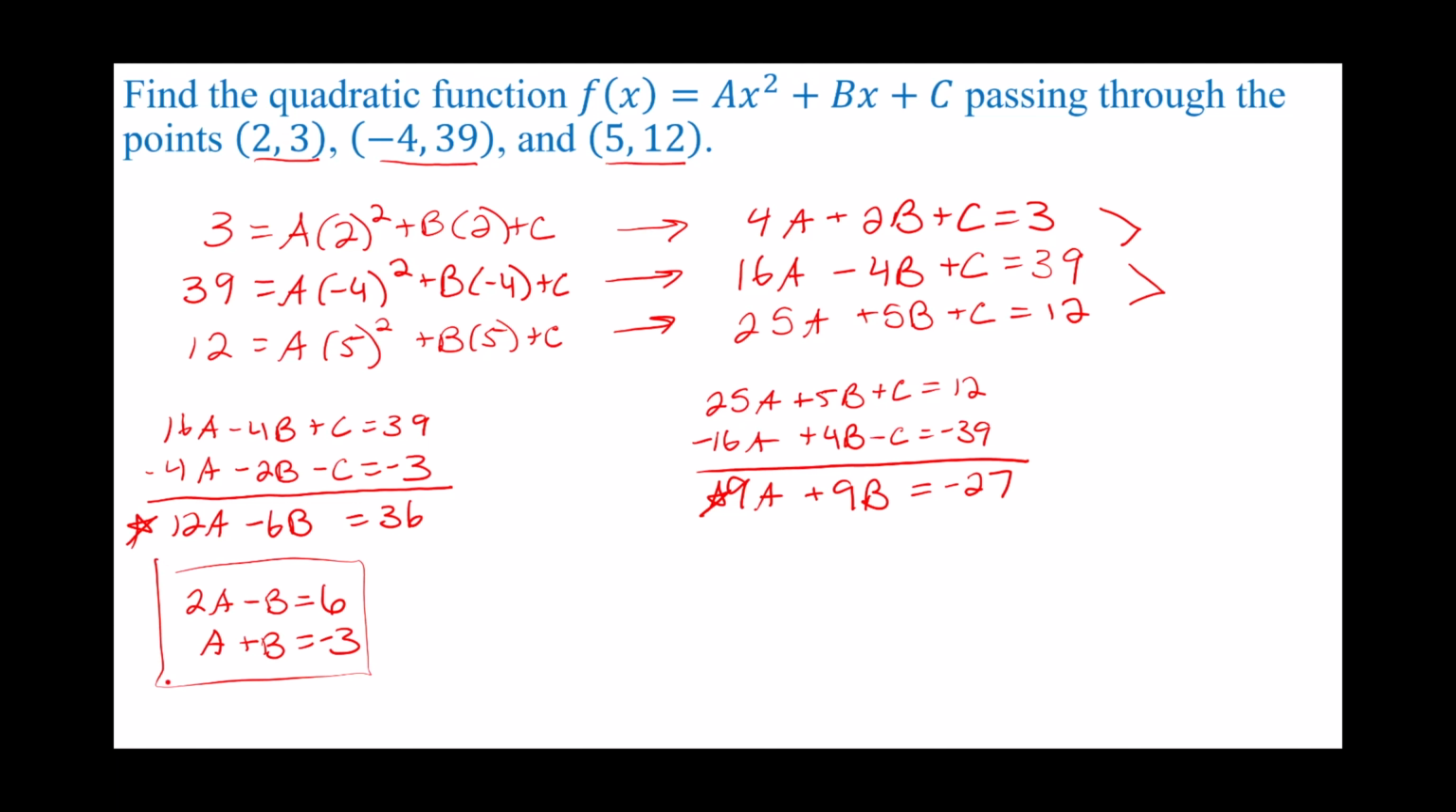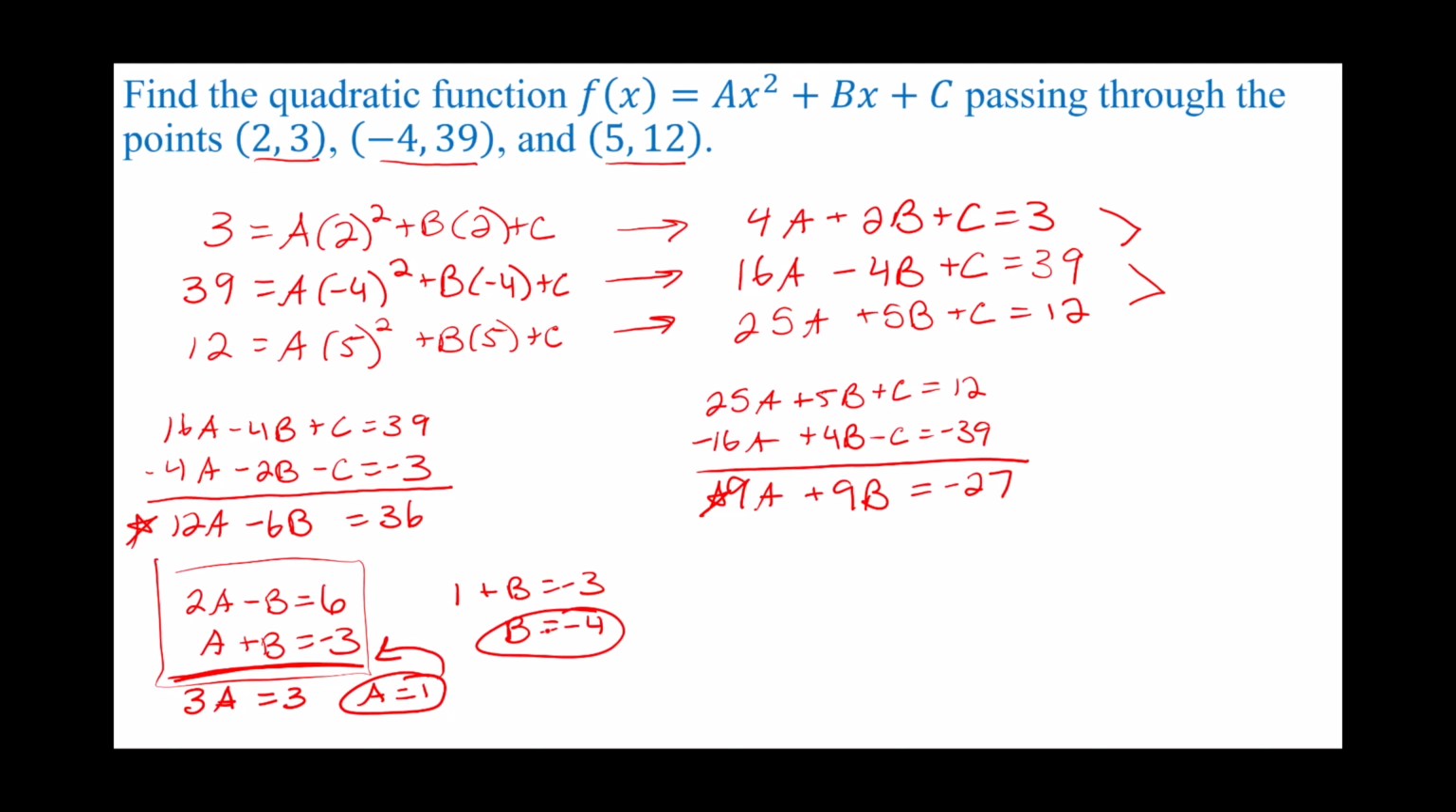So notice if I just add these 2 equations together, I can eliminate b. So I have 3a equals 3, divide both sides by 3, and I get a equals 1. I'm going to substitute that back into here. So I have a is 1, so 1 plus b equals negative 3. Subtract 1 from both sides, and I get b equals negative 4.